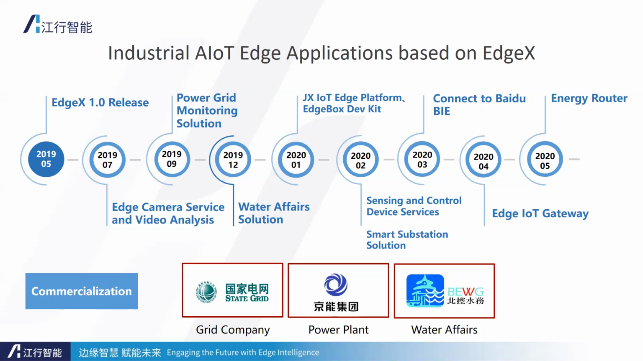At the beginning of this year, we started our research and development work on energy related devices for the sensing and control device service as a smart substation solution. We also connected our edge devices to Baidu's IoT platform. Recently, we focused on the development of the Edge IoT gateway and energy router. So we already have several commercializations in the grid company, power plant, and water fire.